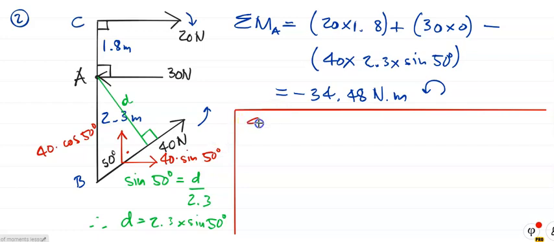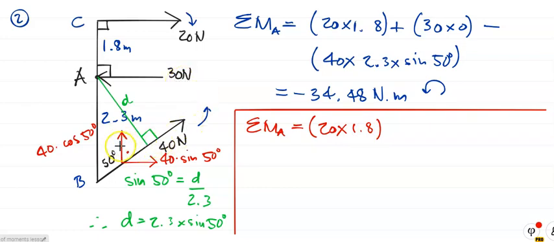Right, let's take moments. I'm going to say the sum of the moments about A is equal to, that's still going to be plus 20 times 1.8. That's going to be 0. I'm going to leave it out.